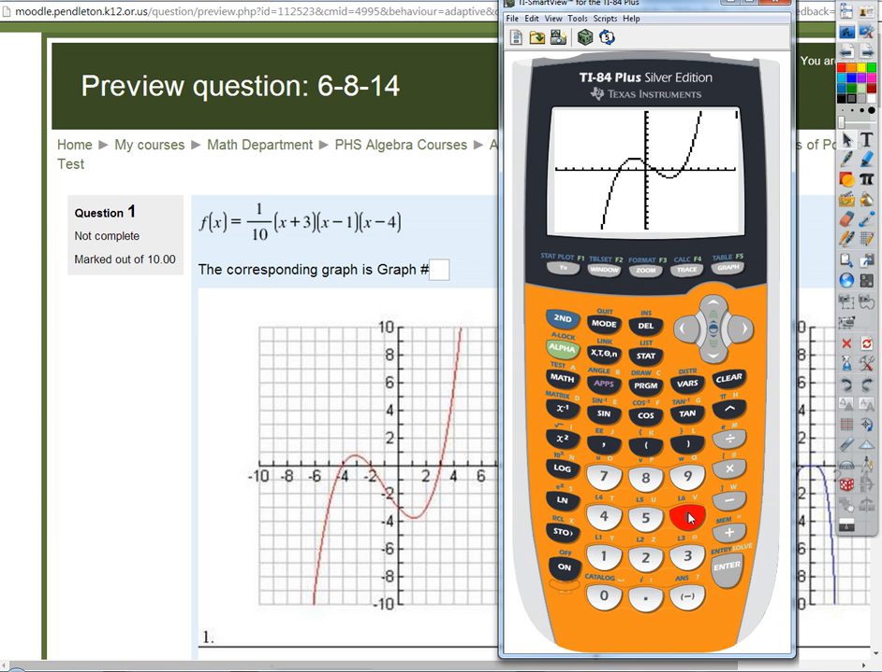Now that's not a bad window for us, but we got to know how we could change the window, right? You know that x min is the left edge of the screen, so if I wanted to bring that in a little closer, instead of -10, I could choose like -5.